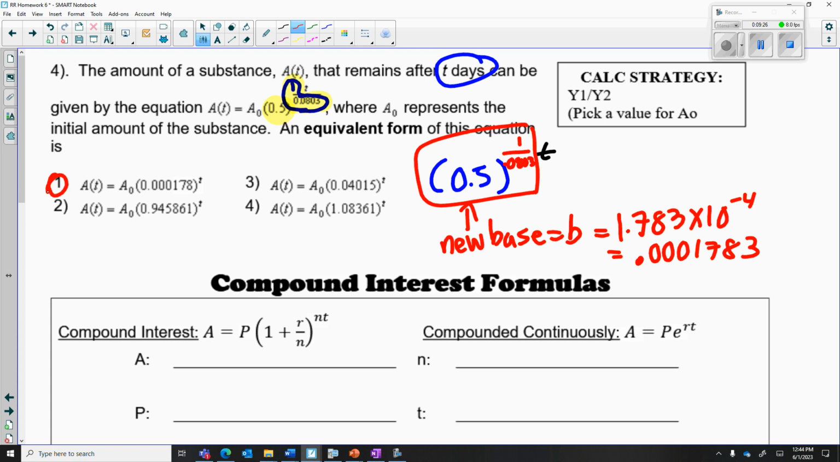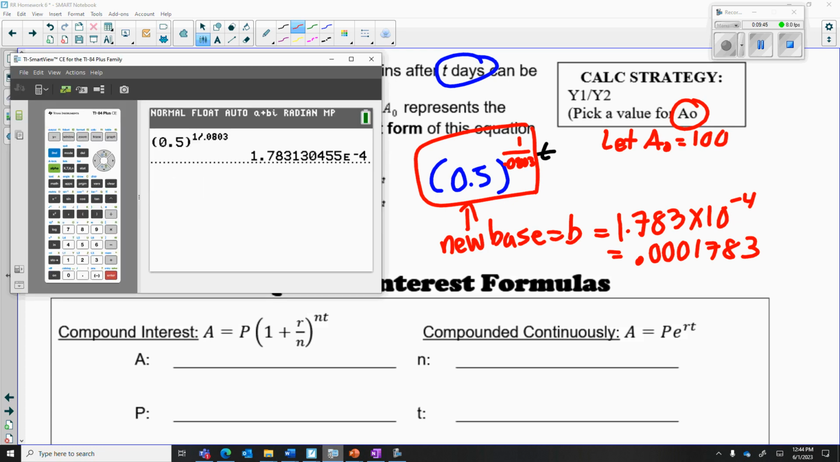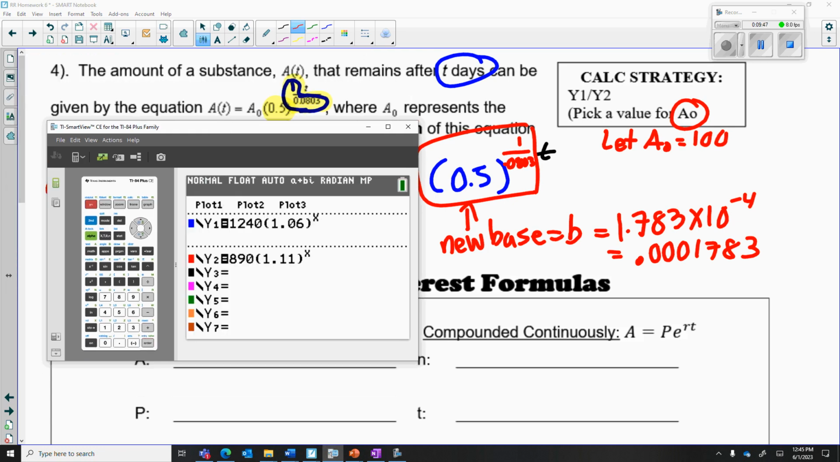Now, another option that you can do is y1, y2. So you would go to y1, you would type in the original equation, but you would have to pick a value for the initial, which is a sub 0, because we don't know the initial value. So maybe let a sub 0 equal 100, whatever. Or if you want, you could drop the initial altogether. So I'm going to go to y1. I'm going to do 100 for a sub 0. I just made that up.